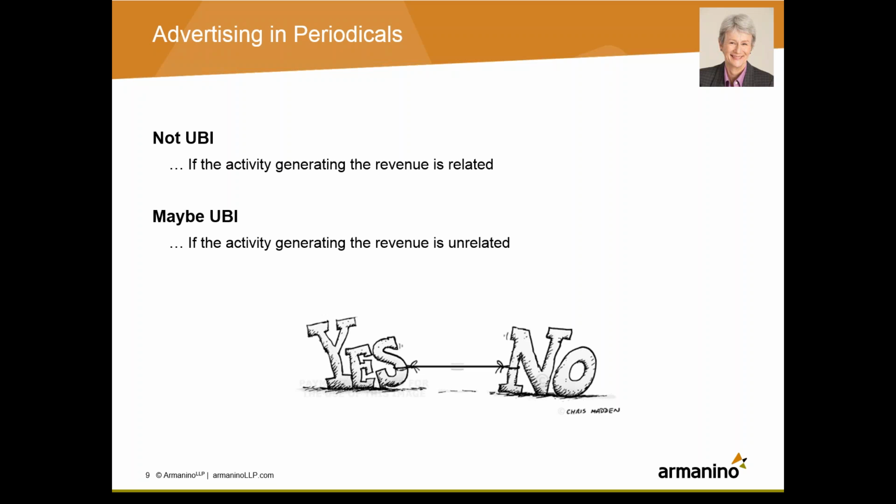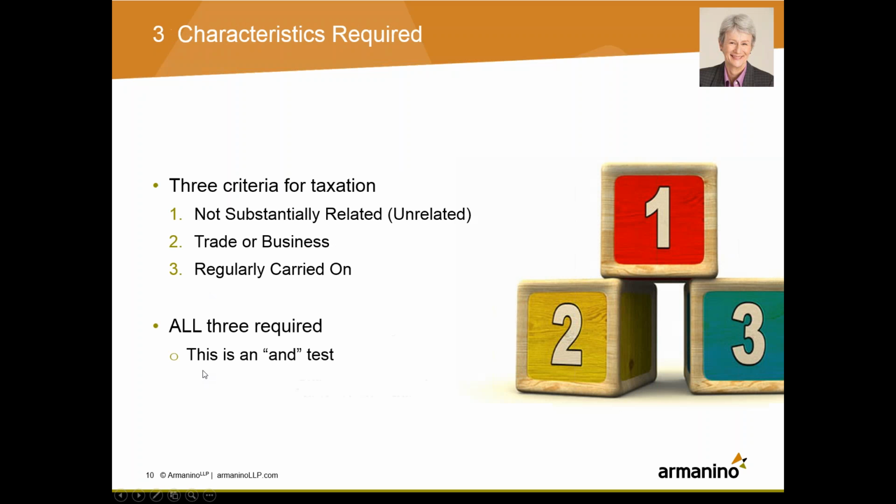If the activity that is generating the revenue is unrelated, then you may or may not have unrelated business income. So now you're confused, because how can I not have unrelated business income if the activity generating the revenue is unrelated? Well, this is a good time for a quick refresher on the basic UBI rule. Remember from our previous webinars that there are 3 characteristics required of an activity in order for the revenue from that activity to be characterized as unrelated business income.